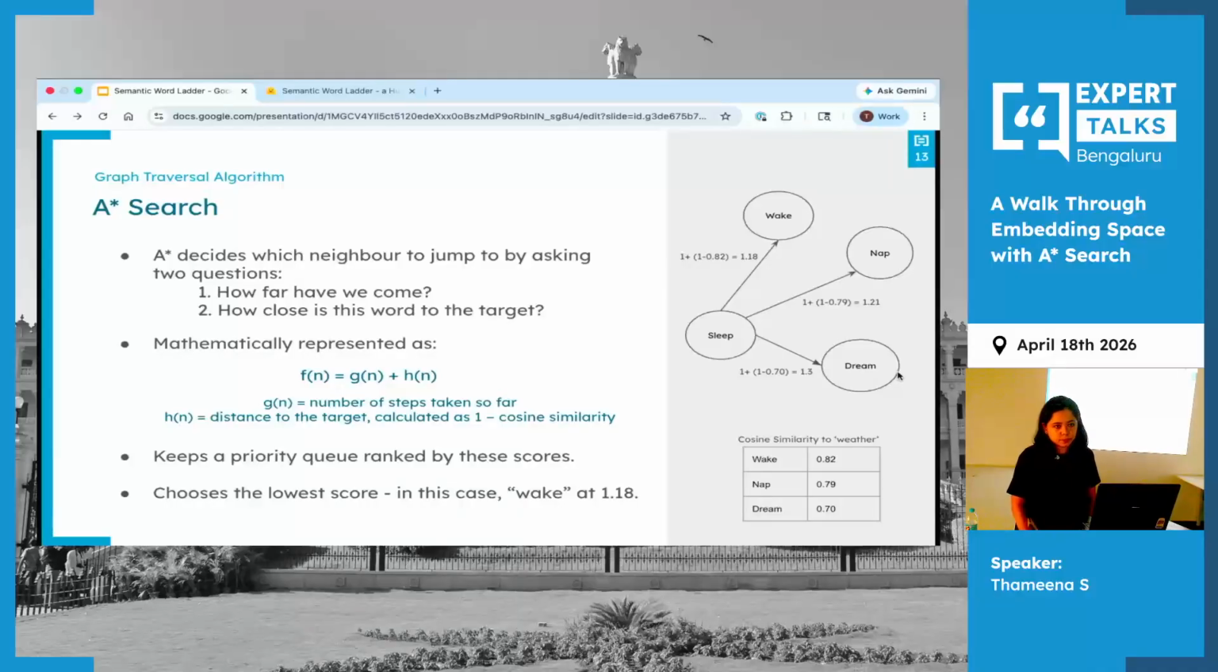Okay, and I understood all of this, but is there any other application of it where it is used, like this semantic word ladder? No, this is just a fun project, built just to understand these concepts, that's all. Okay.